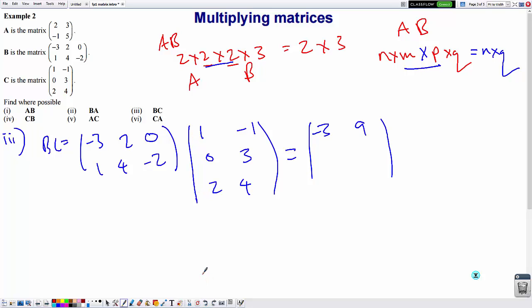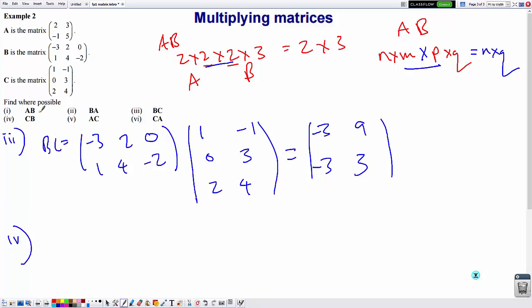So 1 times 1 is 1. 4 times 0 is nothing. Minus 2 times 4 is minus 4. So it's 1 minus 4, and 1 minus 4 is minus 3. Okay, now this row by this column. So it's minus 1 plus 12, which is 11. 11 minus 8 is 3. So I'm just going to double check my answers. Let's see, minus 3. Okay, so I got that right. Excellent. Okay, so that's that.